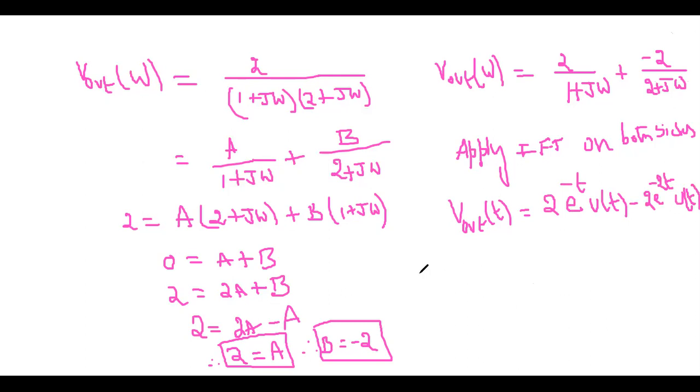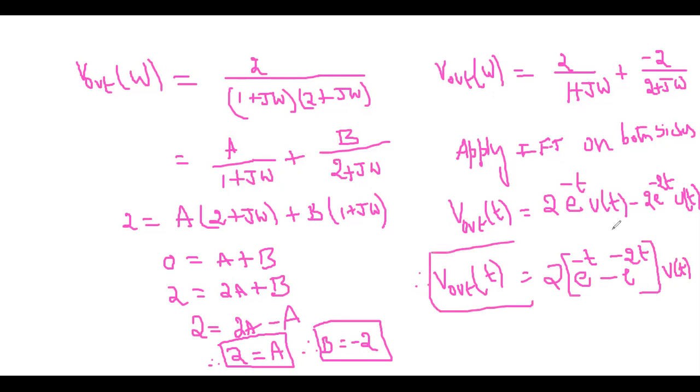Okay, my dear friends. Finally, therefore, V out of t is equal to 2 into e power minus t minus e power minus 2t, times mu of t. Either the 2 is common, and here also the 2 is common, and the mu of t is also common.